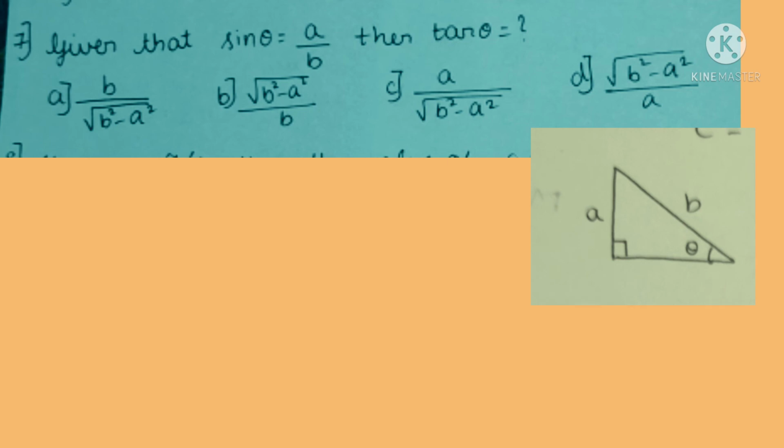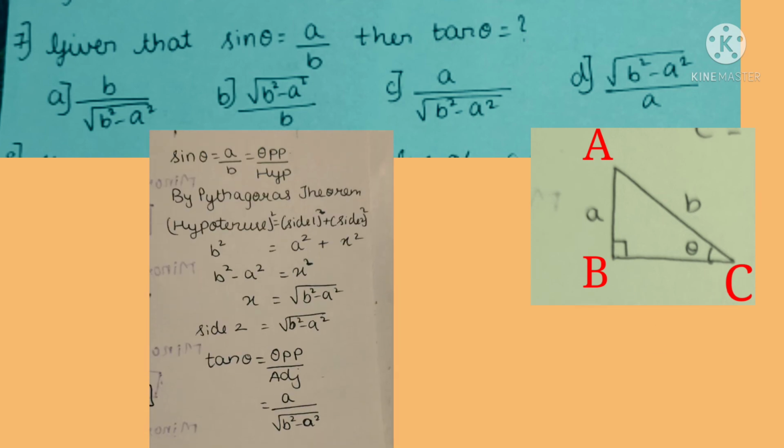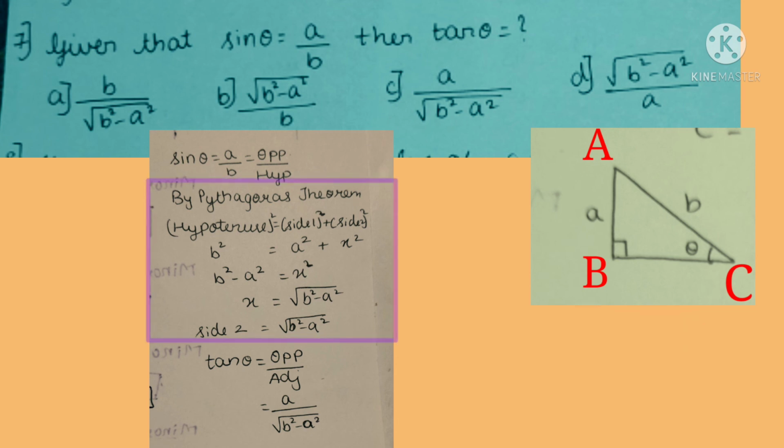Now the seventh main question is: given that sine theta is equal to a by b, then tan theta will be how much? We know that sine theta is nothing but opposite upon hypotenuse. So I have drawn a right angle triangle with a, b, c, and theta also mentioned. We know two sides' values, but what will be the other side? By the Pythagoras theorem we can find this. Hypotenuse square is equal to side 1 square plus side 2 square. The unknown I have represented as x, so I got the value as root of b square minus a square.